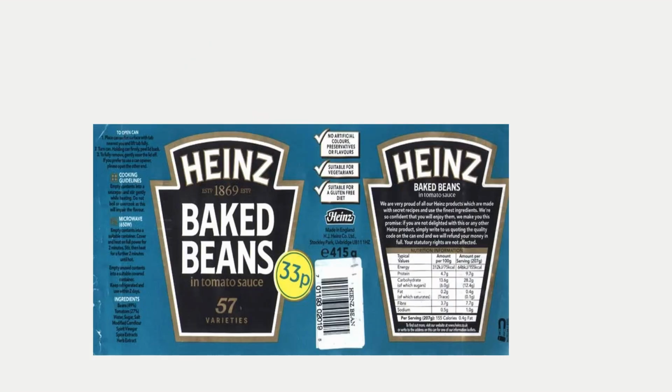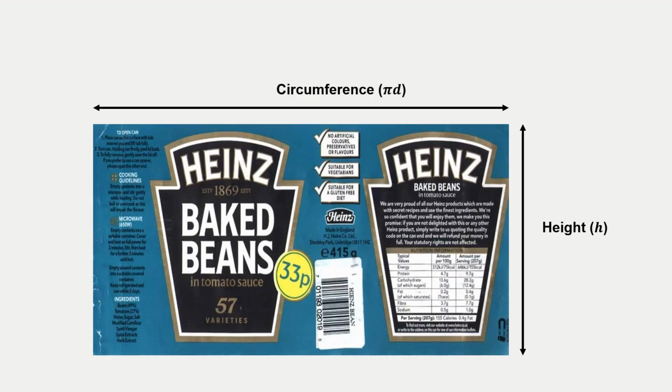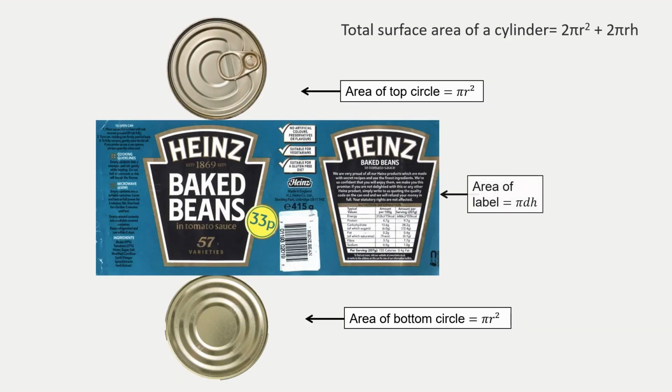Then is the rectangle, which is remaining. This is my height, and that's my circumference, which is pi d. You need to add this also into the shape. So the total surface area of the cylinder will become 2 pi r squared plus 2 pi r h. So we are taking the height and length of the rectangle as well here.